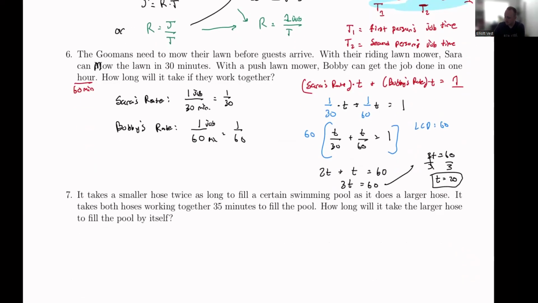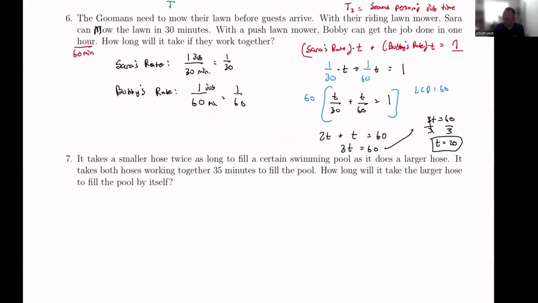Okay. Not bad. Okay, this one will have us our star problem. All right. What is the star problem here? It's another work problem. It takes a smaller hose twice as long to fill a certain swimming pool as it does a larger hose. So that's a big sentence.